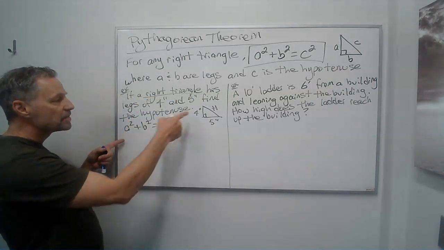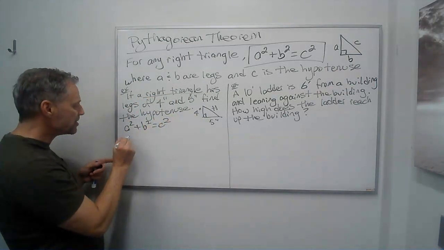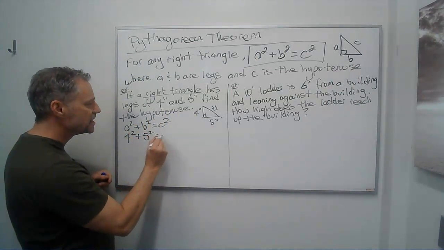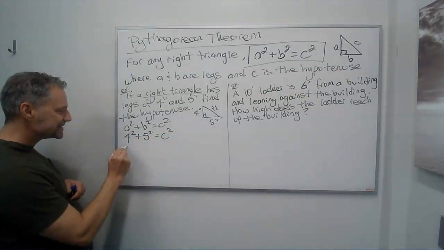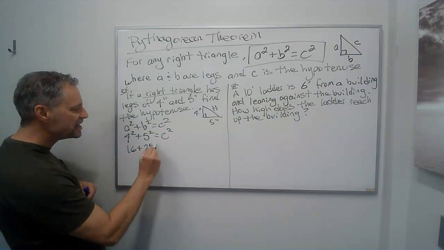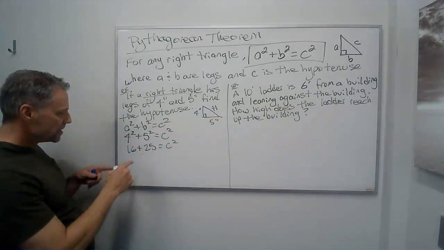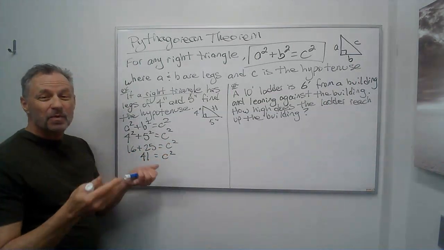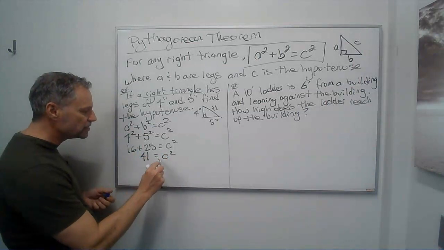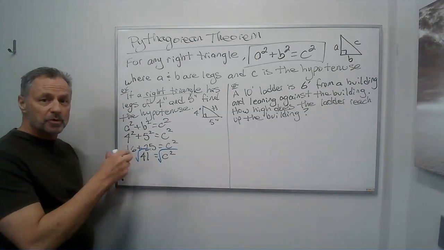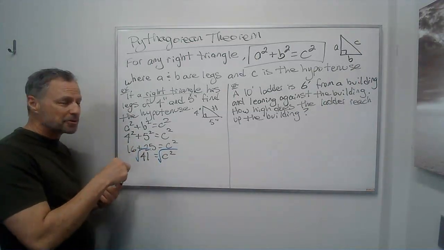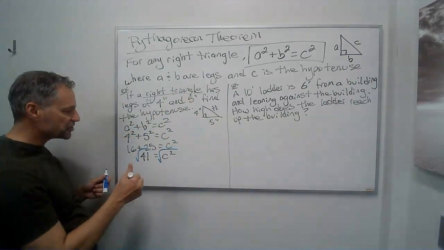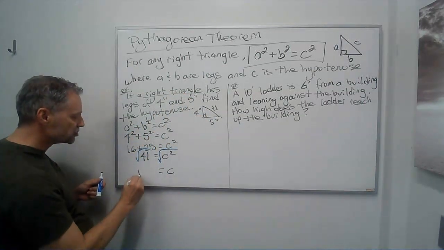Well, one of these is a, one's b. It doesn't matter. We'll call this one a. So it's 4 squared plus 5 squared equals c squared. So I get 16 plus 25 equals c squared. So what's that? 41 equals c squared, but we want c, so I'm going to take the square root. Remember, usually when I put the square root by itself on both sides, I do plus or minus. But c is a distance. It has to be positive. So I'm not going to put the plus or minus. So c is equal to the square root of 41.